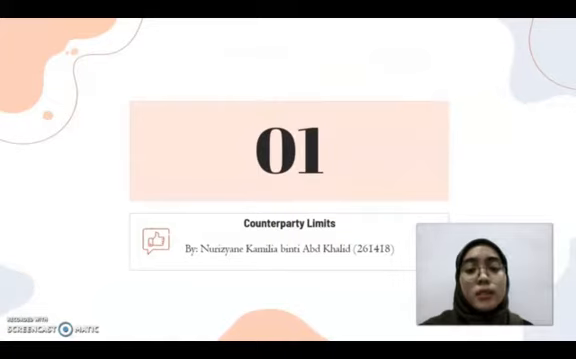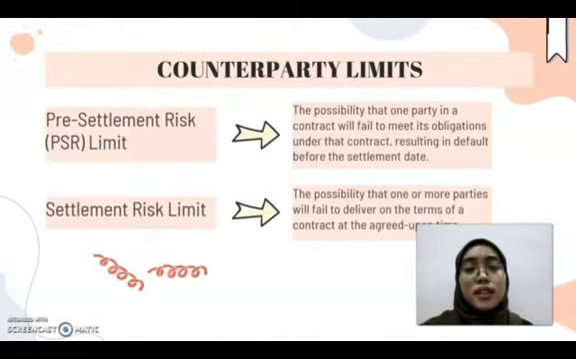I will be the first presenter. My name is Nur Izzian Kamilah binti Abdul Khalid, matrix number 261418, and I will present about counterparty limits. Counterparty limits are set by an entity to manage and control its risk. A counterparty limit restricts the risk exposure to a particular counterparty. There are 2 types of counterparty limits, that is pre-settlement risk limit and also settlement risk limit.